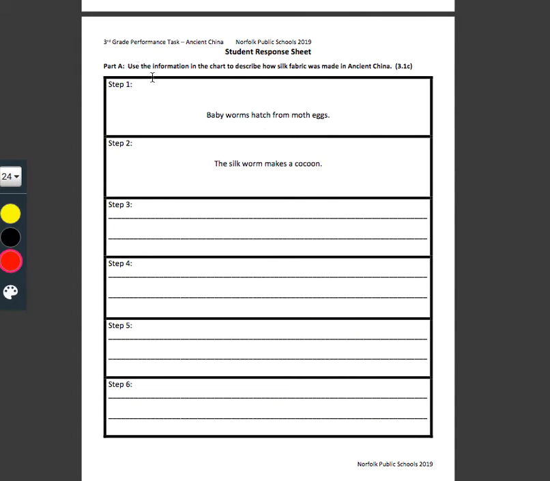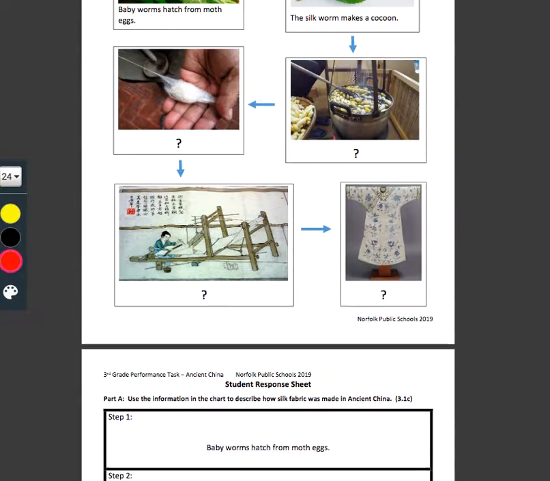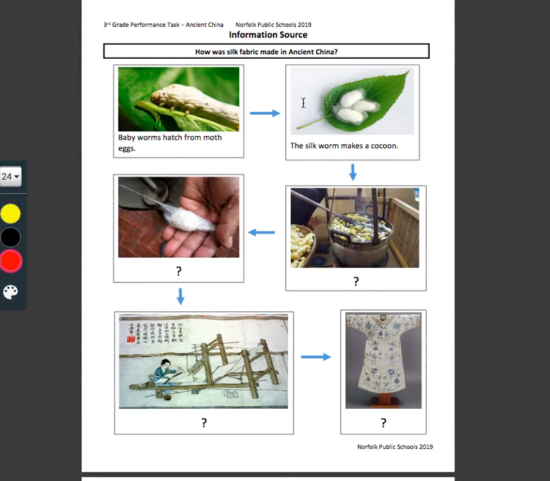And it says, Part A, use the information in the chart to describe how silk fabric was made in ancient China. So if we look at our chart, it already has the first two steps, and we're going to follow the arrows for each step. So it says step 1, baby worms are hatched from moth eggs. Step 2, the silkworm makes a cocoon. Then we're going to go to step 3.